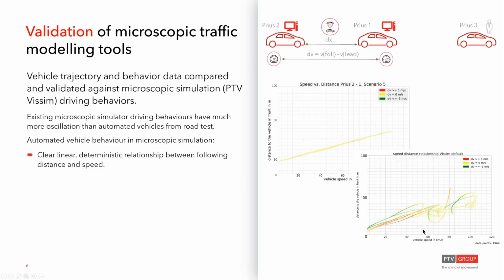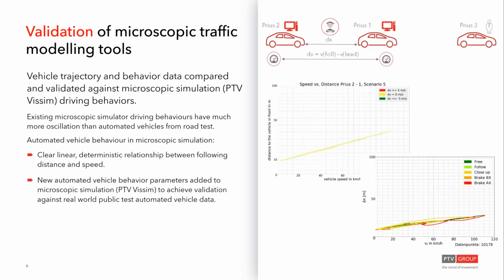This is because of the oscillation when following, the imperfect control of braking pedal and throttle, and so on. What we try to achieve is to calibrate through parameter changes, but also through improvements in functionality, so that it looks almost the same. This is the current stage which we achieved by calibrating PTV Vissim. I'll now explain the functionality which we introduced to model connected and autonomous vehicles.